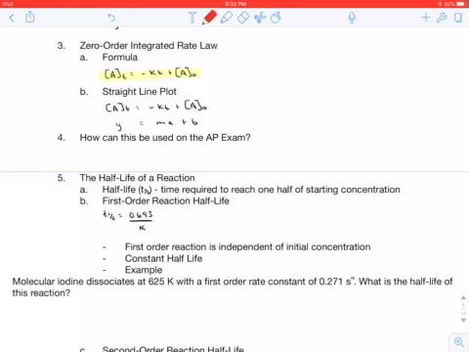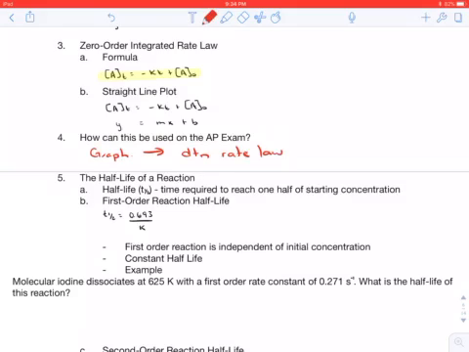Now the question is, how can this be used on the AP exam? I'm going to give you a couple of seconds to think of maybe one way that the integrated rate law could be used on the AP exam. Okay, that was definitely more than a second, but hopefully you had time to think about it. And yes, if you thought graphing, you are right. You may have to graph some data to figure out which one creates the straight line plot, so you can determine the rate law from that.